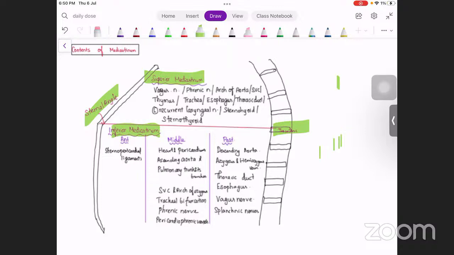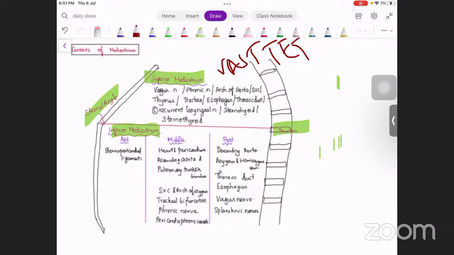Speaking about the superior mediastinum, I used to remember it with the mnemonic VAST TET. So what is this VAST TET, people? V stands for vagus nerve, A for arch of aorta, S for superior vena cava, T for thymus, another T for thoracic duct, then esophagus and trachea.